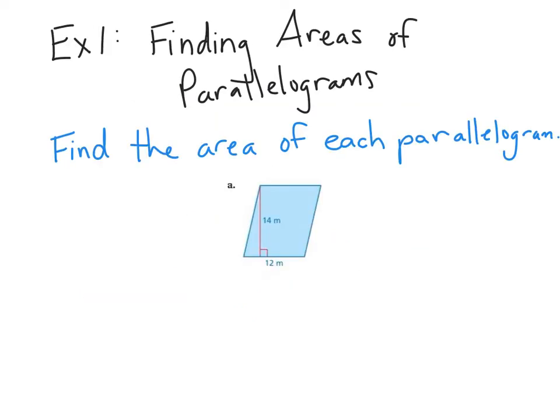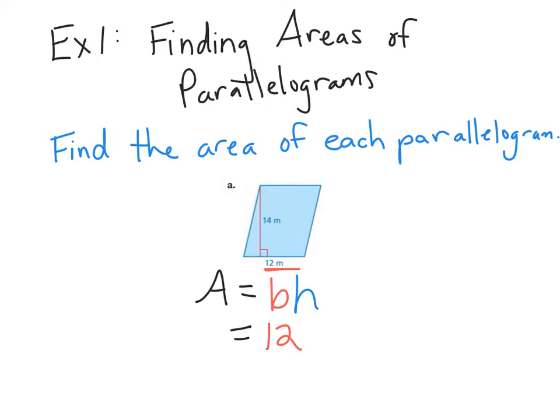For example 1, we're going to be finding areas of parallelograms, and the first one they give us here is letter A, and you can see your parallelogram here. And the first thing we'll do is write our formula: capital A for area equals B for base times H for height, and then we just fill in to help us solve. We do know the base of this one is 12 meters, so we'll put 12 in here. We're not going to worry about putting M for meters right now. We'll worry about that at the end.